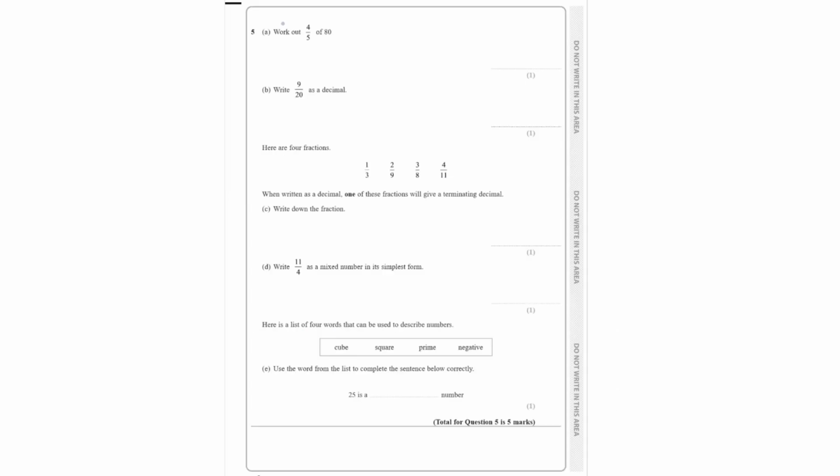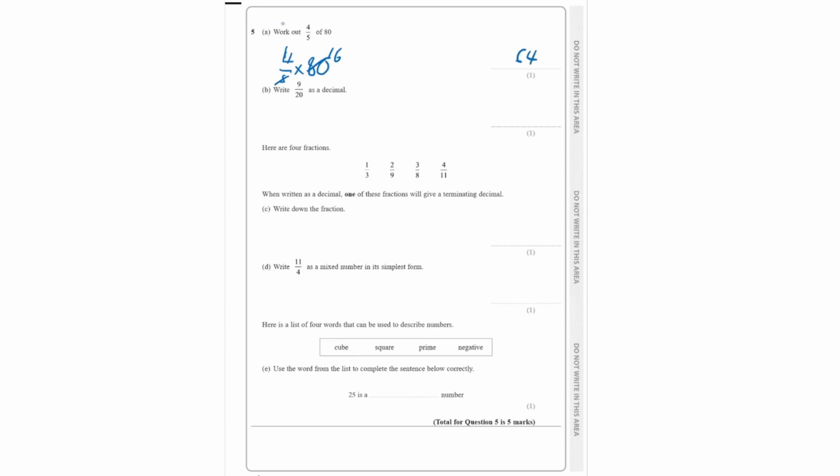Question 5. Work out 4/5 of 80. Now when it's asking a fraction of a whole number, we simply multiply. So 4 over 5 times 80. Now I can see that 80 is divisible by 5. That gives us 16. And 4 times 16 is simply 64.